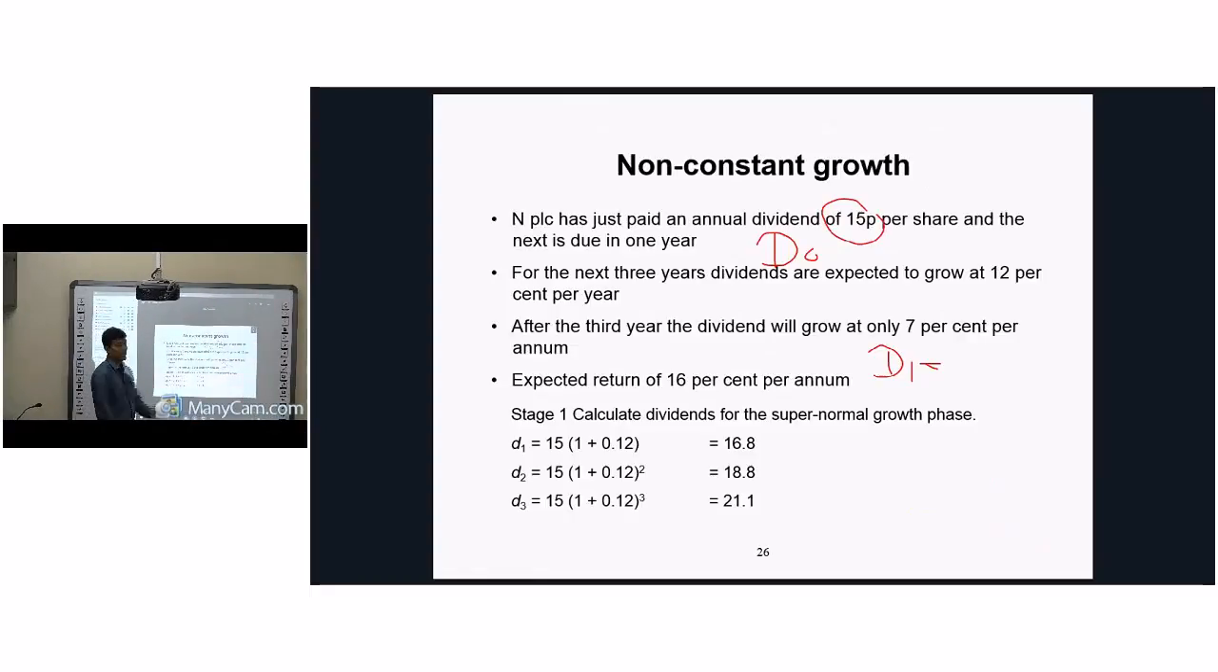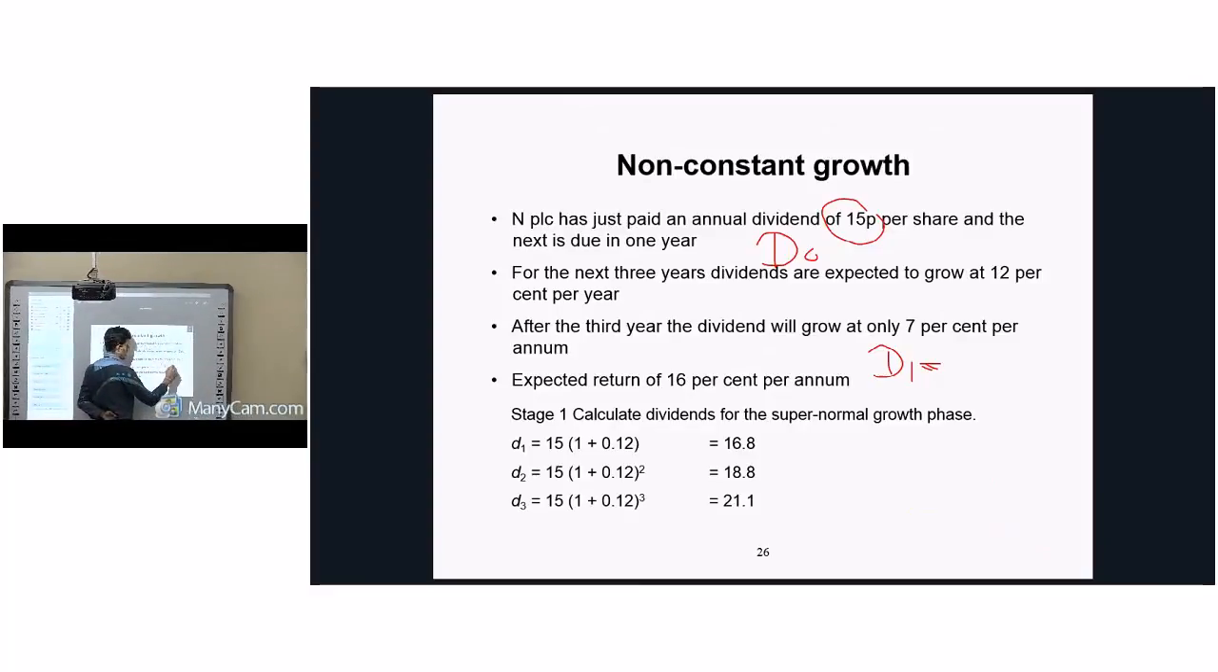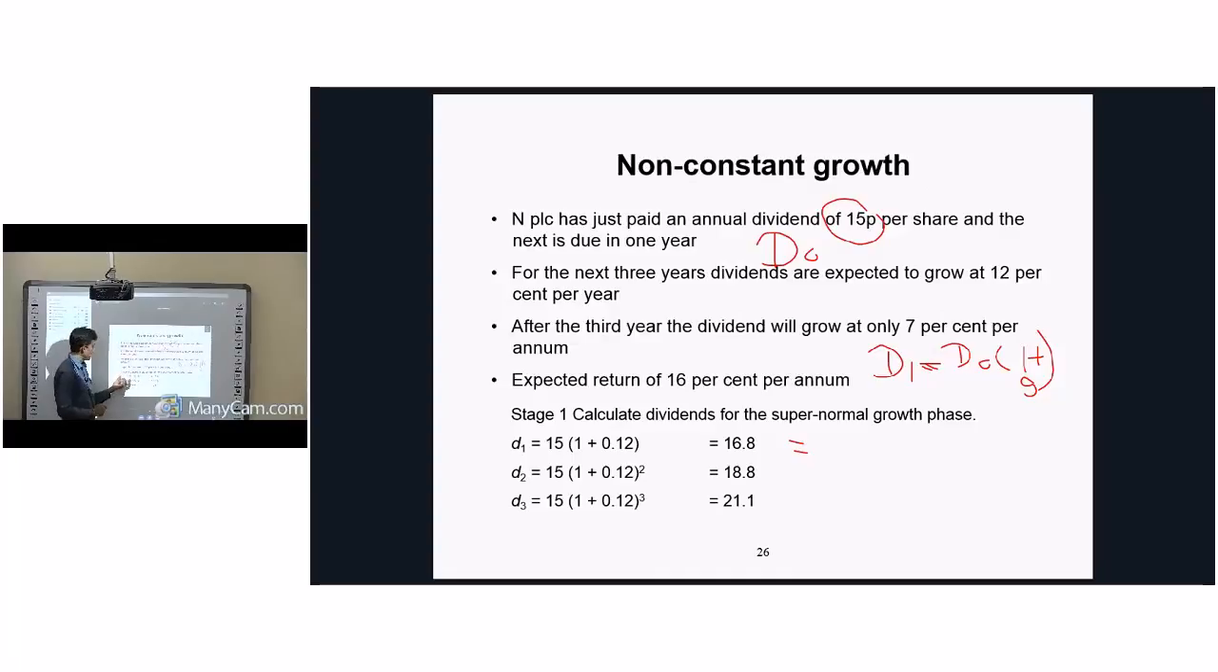Today D0 is 15 pence. So that means D0(1 plus G). If you calculate that, D0 is 15, 1 plus G is 12%, so for the next 3 years, D1 would be 16.8.